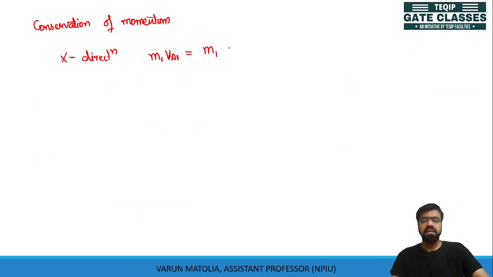So we can write here m1 VA3 cos theta A plus m2 VB3 sin theta B. This is equation 1.